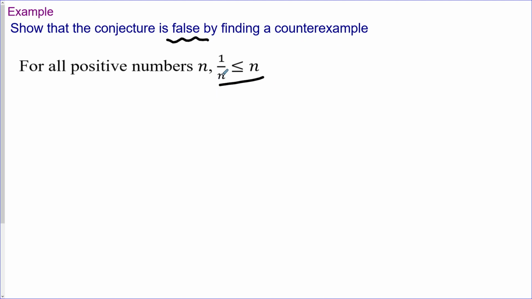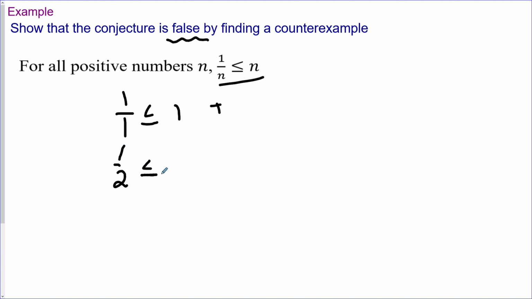Most students would end up plugging in 1 just to see if this is actually going to work out. And this simplifies to 1, which is equal to 1. So that is going to prove this to be true for now. But remember, if it's true, it has to be true for every single case. So let's pick some more numbers, like 2.